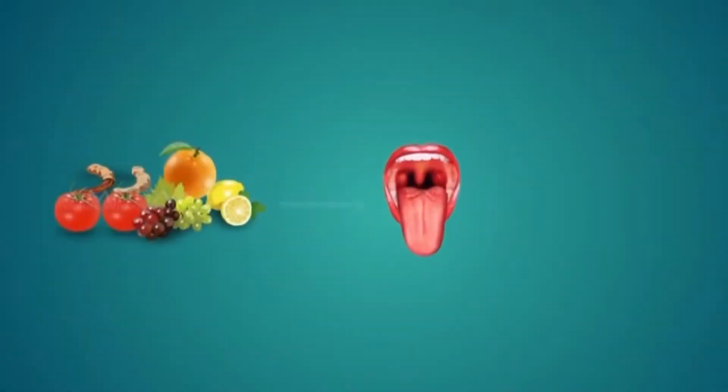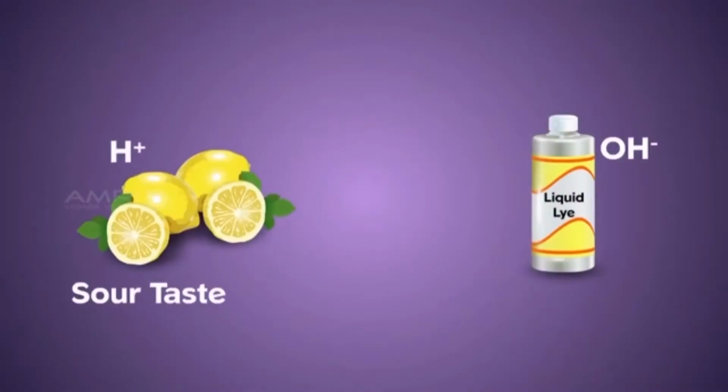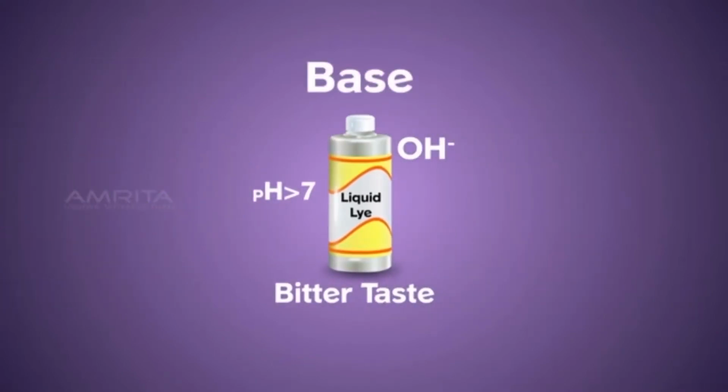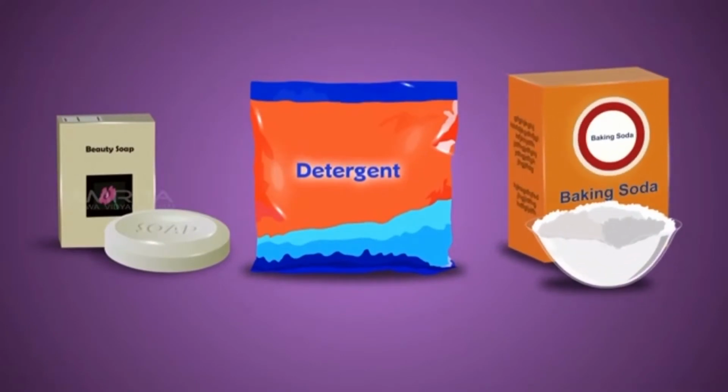Acids can usually be identified as sour-tasting substances. We also find substances that exhibit properties which are almost chemically opposite to acids. These substances are called bases. Soap, detergent, and baking soda are some of the common bases we find in a household. Let us try to understand these substances in detail.